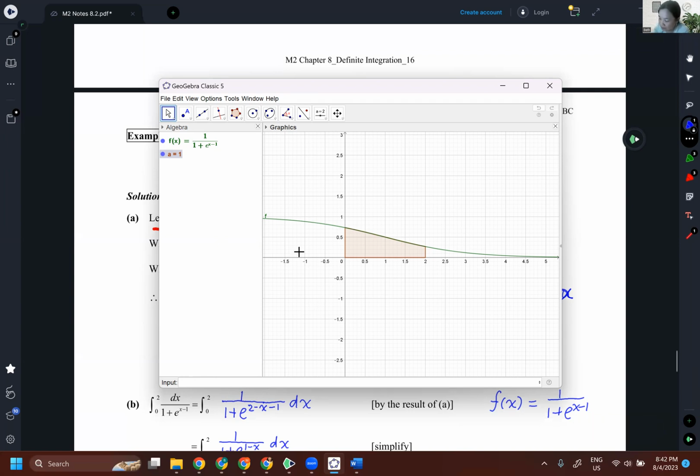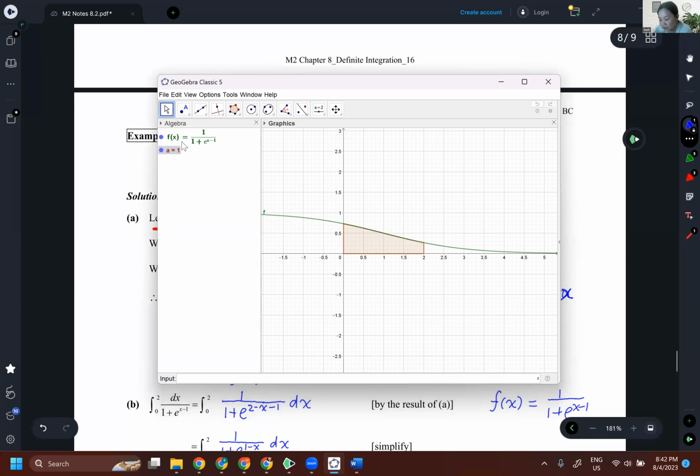However, now what is the profound meaning behind this identity is that we can try to plot f of 2 minus x. So here I will have g of x. So I will type g of x equal f of 2 minus x.